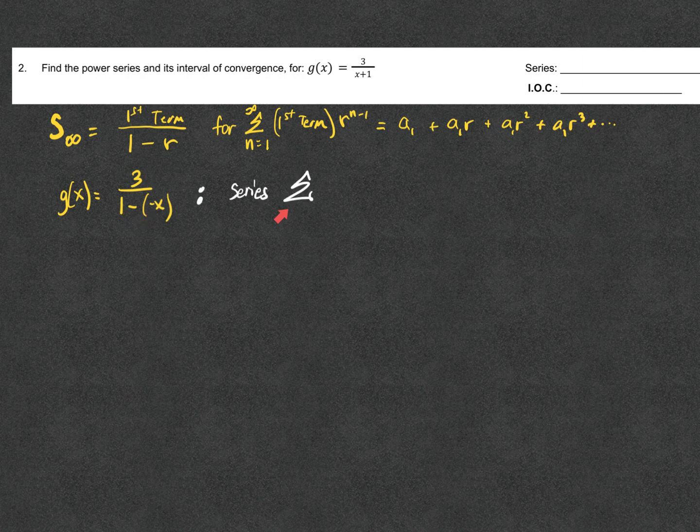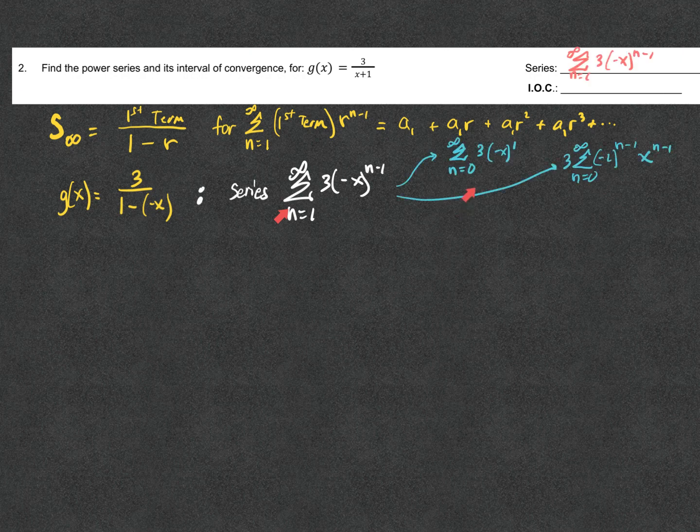Therefore, the series is the first term times the common ratio to the n minus 1 power, as n goes from 1 to infinity. And we're done. We can stop right there. And of course, there's an infinite number of equivalent ways of expressing this series, all of which were accepted. All right, now for the interval of convergence, using this fast and easy way of representing the series.